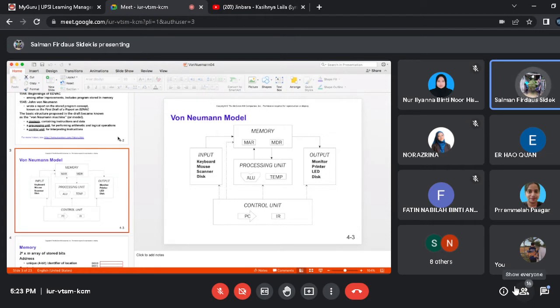Before the process data or the information will be sent to the memory, the first component that will receive it, the first component is temporary. So temporary will keep two type of data. First, the unprocessed data. The second one is the information. That is the usage of temporary.